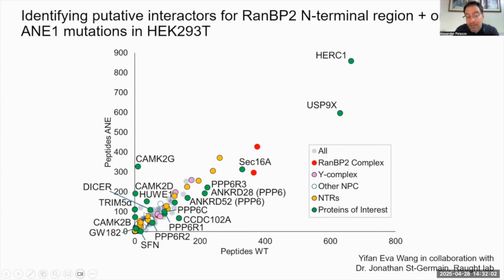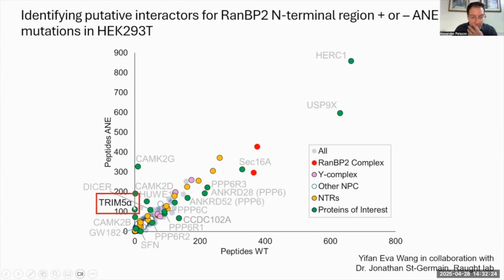And actually, we find quite a few proteins that interact with the mutant form of RanBP2, but not the wild type, including some kinases such as CaM kinase. We have various CaM kinases that associate here. We have an E3 ubiquitin ligase, UBE1, that also seems to be promising. But one of the most interesting proteins that we identified was TRIM5 alpha.